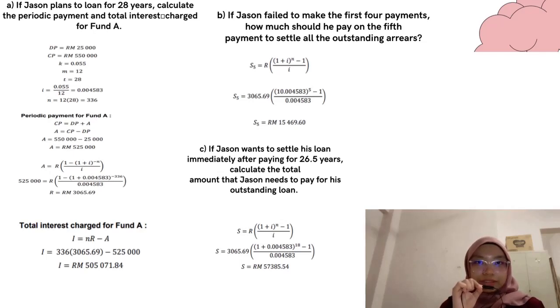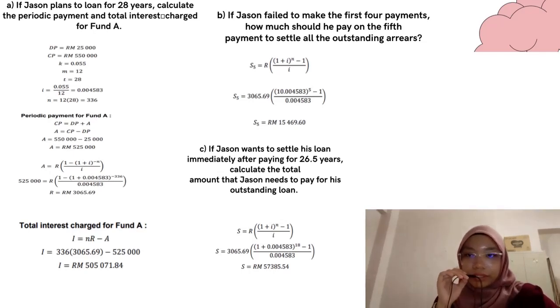We just substitute the information given into the formula, which gives S equals 3,065.69, open bracket, 1 plus 0.004583, close the bracket, 18 minus 1, divided by 0.004583, and the total of S is 57,385 ringgit 54 cents.